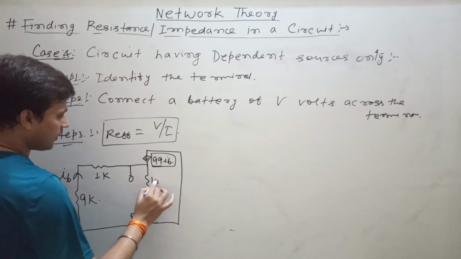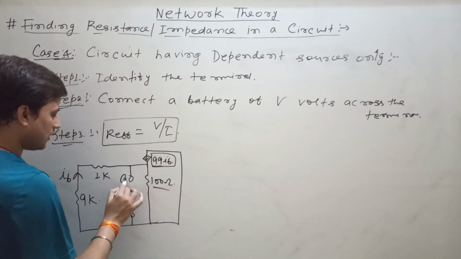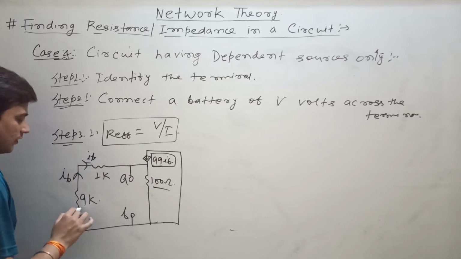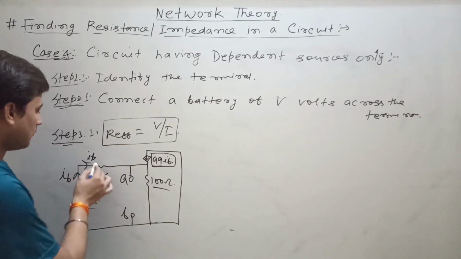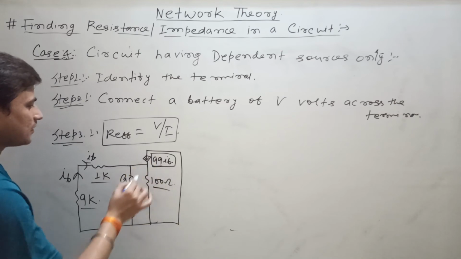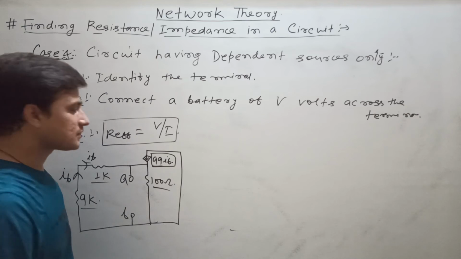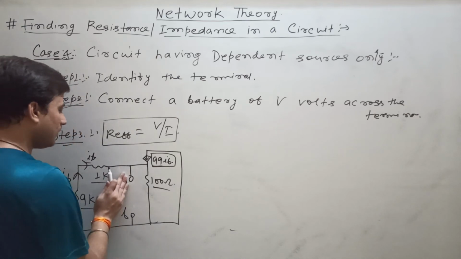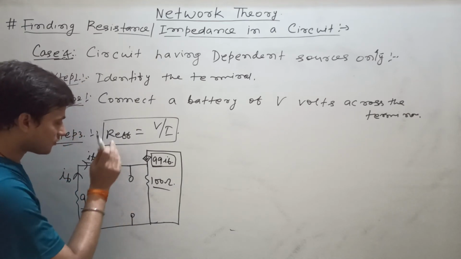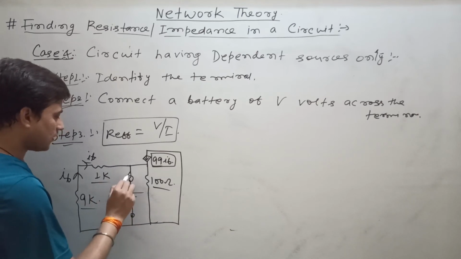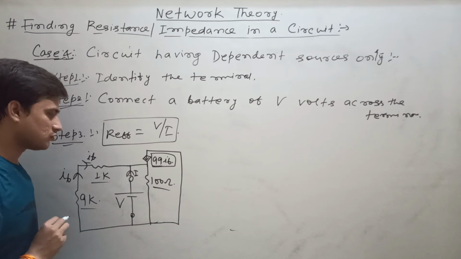Here it is 100 ohm. This terminal is A, B. This current is IB. 9 kilo ohm, 1 kilo ohm. Only a dependent source is there, 99 IB. You have to find VAB. First step: if you are giving terminal AB, I will suddenly place a voltage source V. The current coming out from this voltage source will be I.